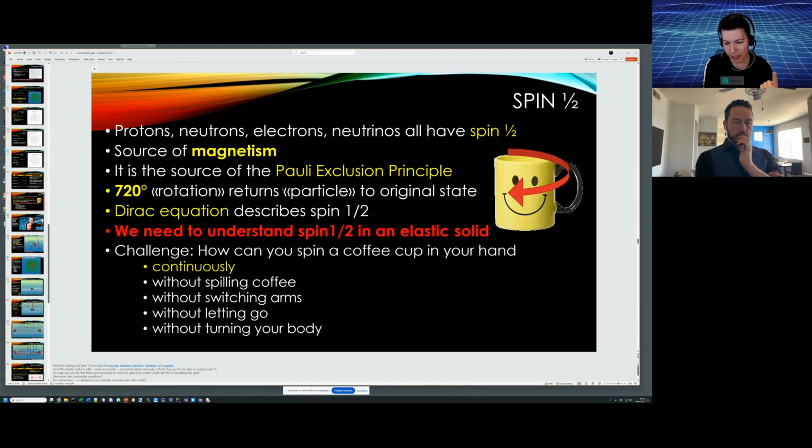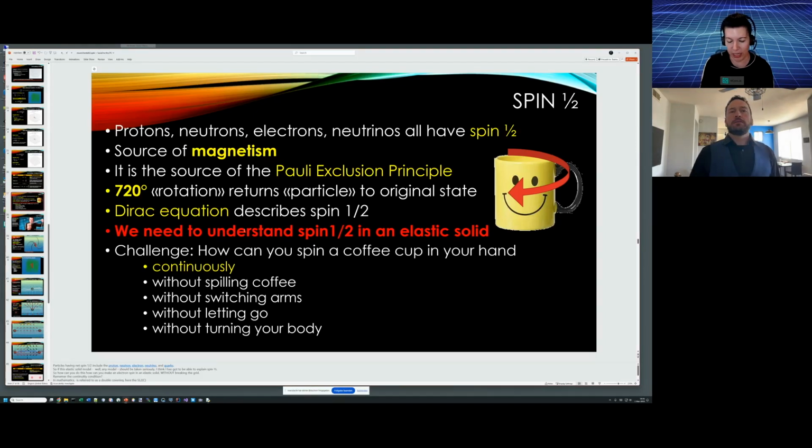Now the weird thing is, an electron has to, in quotes, rotate 720 degrees, so twice, before it gets back to its original state. That sounds really strange, because normally when you have an object, you turn it 360 degrees and it's back where it was. So intuitively it makes absolutely no sense to say you have to rotate it twice. That's why I was really intrigued by this, because we're going to have to explain this in the elastic solid, or else it fails. If we cannot explain it, we're done.